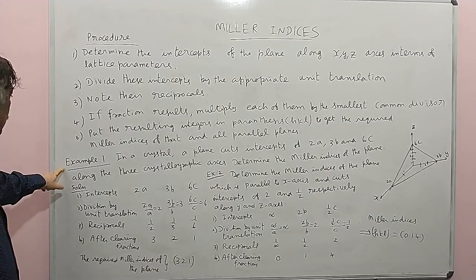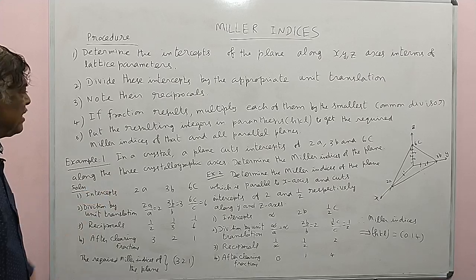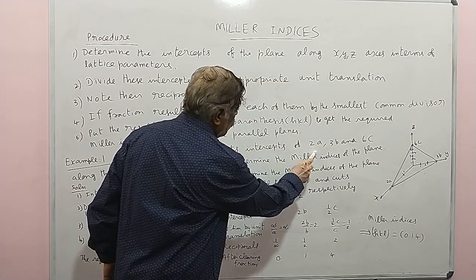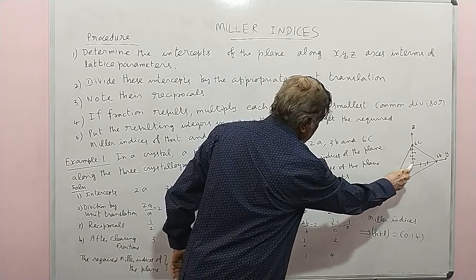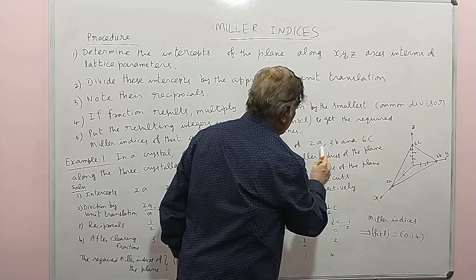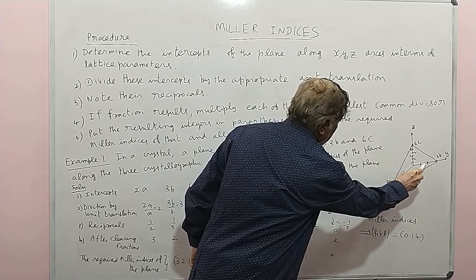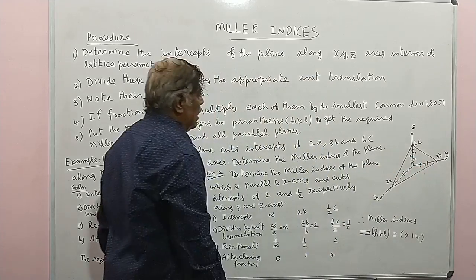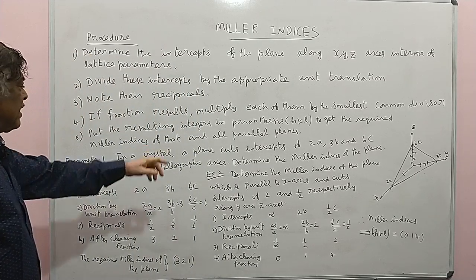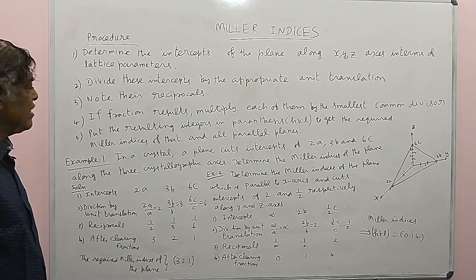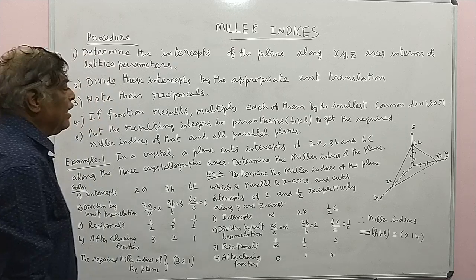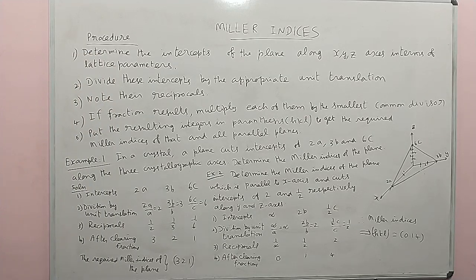Now let us take one example. In a crystal, a plane cuts intercepts of 2a, where a is the lattice translation along the x-axis, 3b along the y-axis and 6c along the z-axis. So along the three crystallographic axes, it cuts 2a, 3b and 6c. Determine the Miller index of the plane.